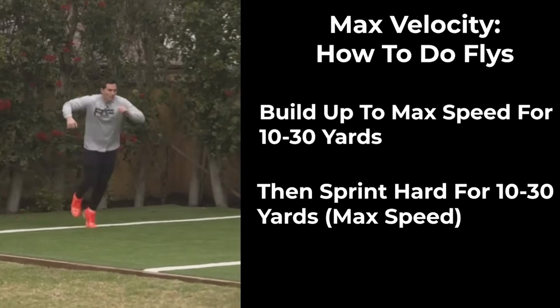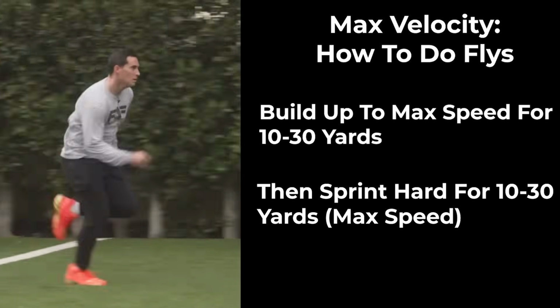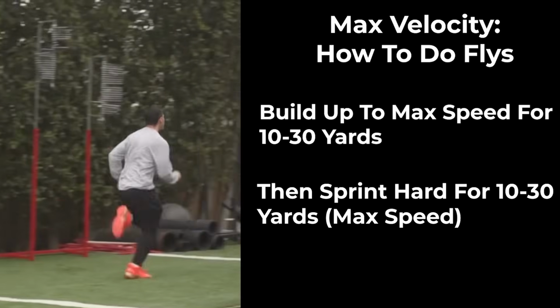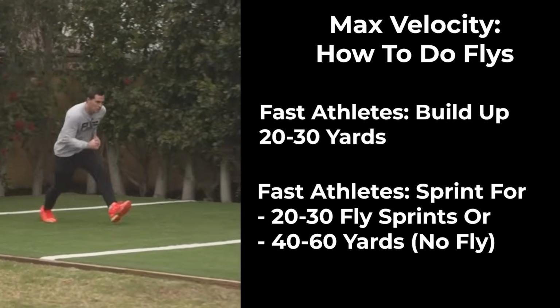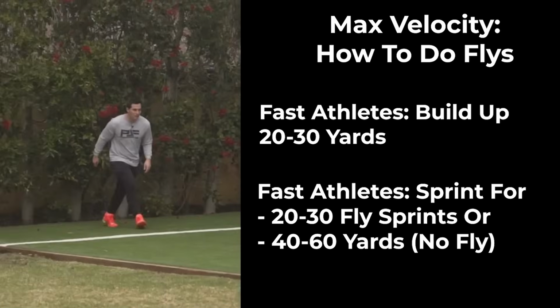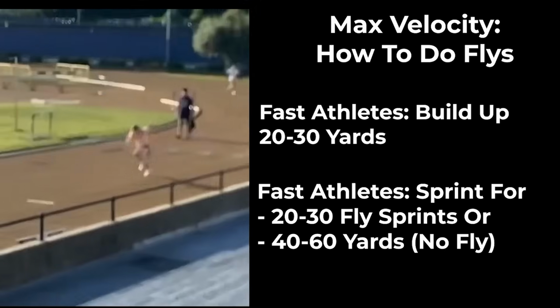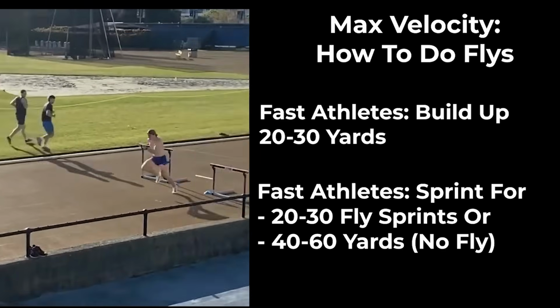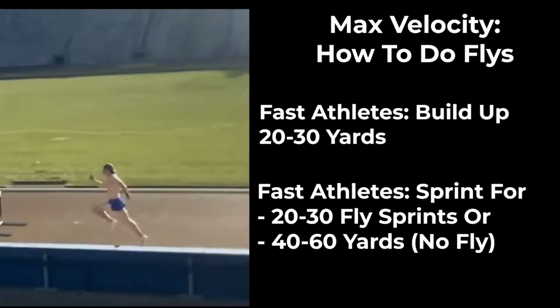Now back to flying sprints. For the build up of the fly sprint, we want around 10 to 30 yards. If you're advanced, and by that I mean around 4.5 or sub 11 100 meter, then a farther sprint isn't a bad option. Around 40 to 60 yard timed sprints or flying 30s is the farthest I'd go for max velocity development.